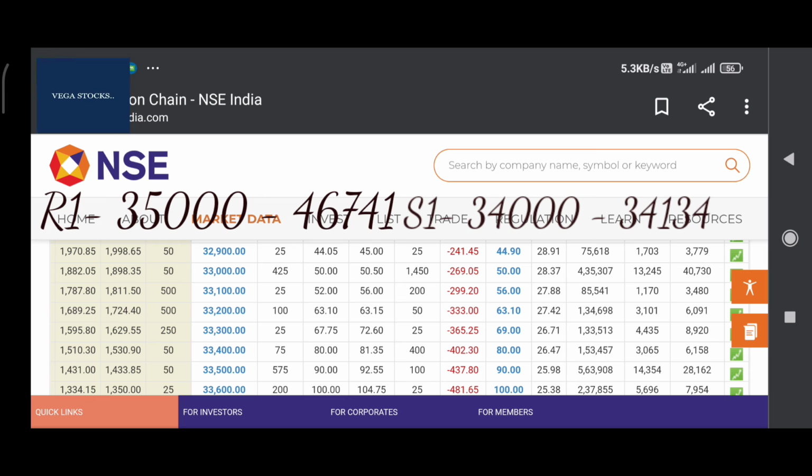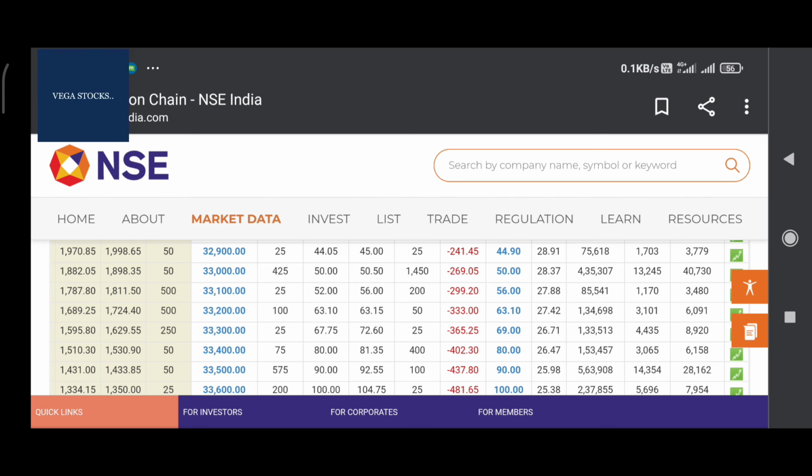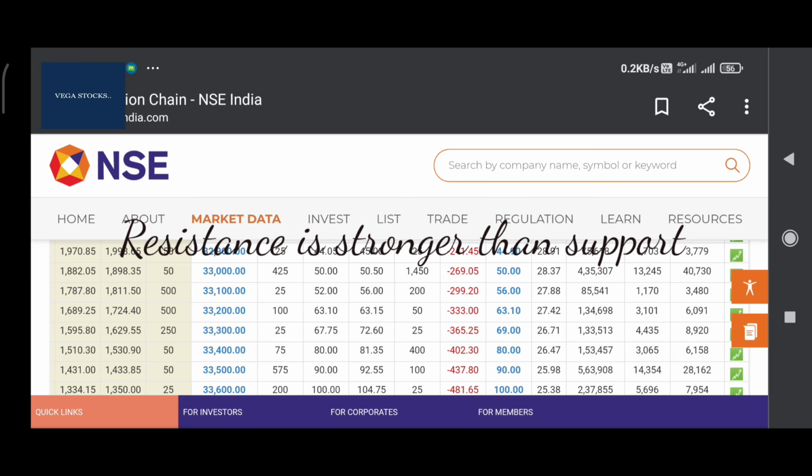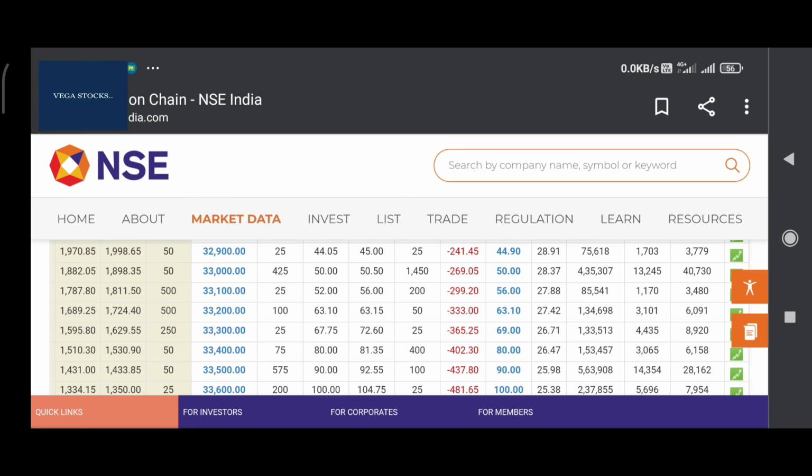So it is assumed that market is bearish because resistance is stronger than support. So bigger players or call writers, those who sell contracts, will not allow the market to go up, because if it does, then there will be a heavy loss. This concept is almost right most times, maybe 7 out of 10 times.